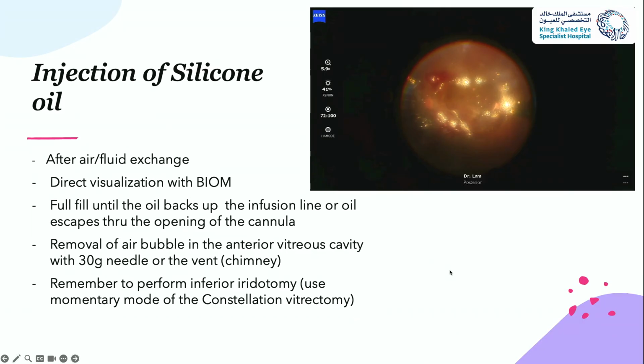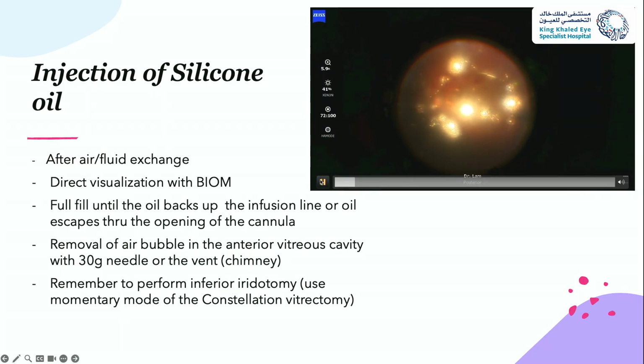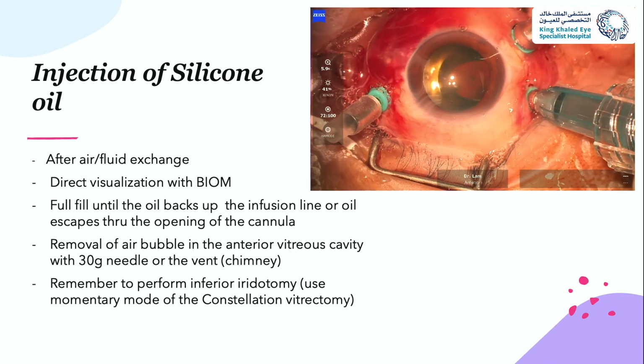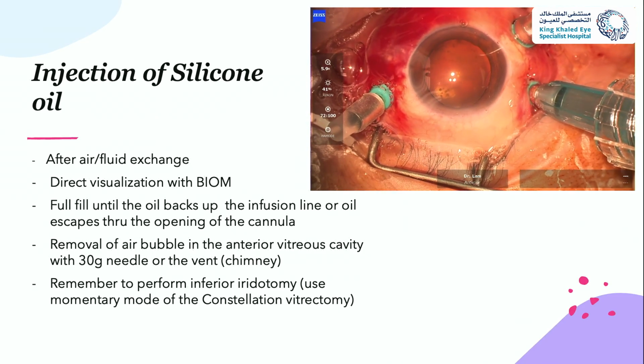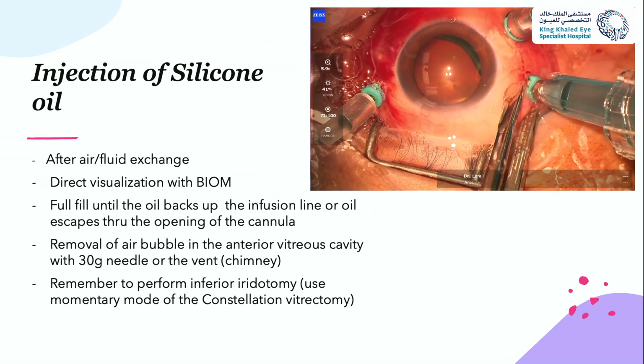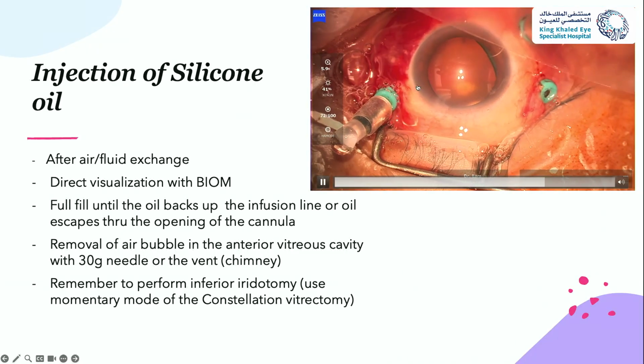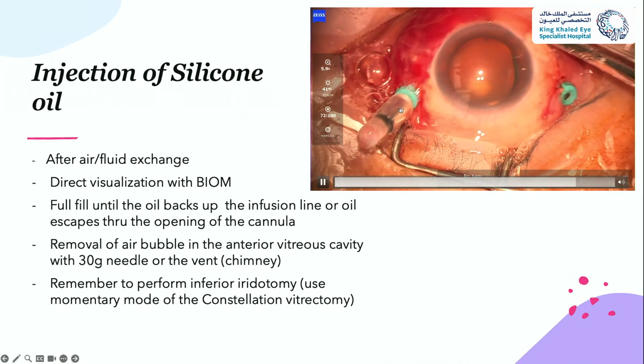I usually do a direct visualization with the biome. So you fill the eye, this is a biome view under air fluid exchange, and you fill the oil all the way up to the edges. For the last little bit of the oil, I put in either the little chimney, the vent. The reason for that is this allows the air to escape and also allows me to control the pressure.